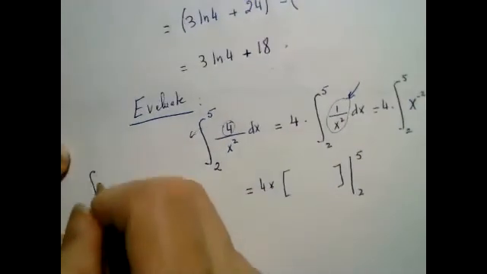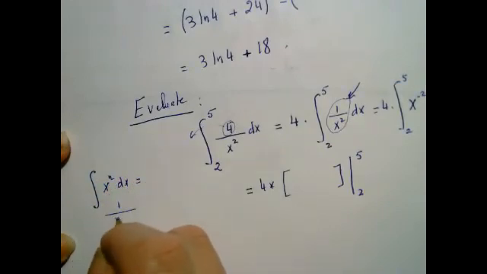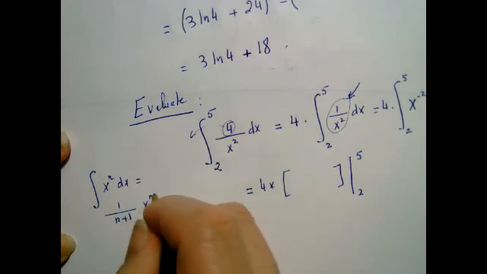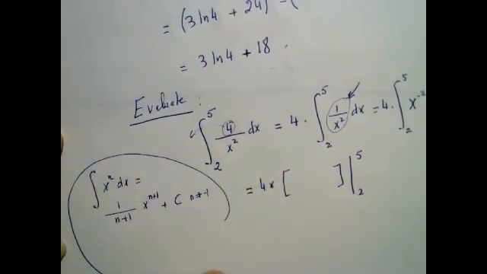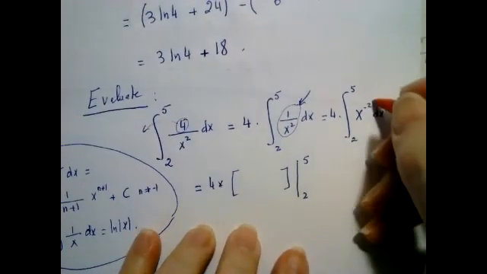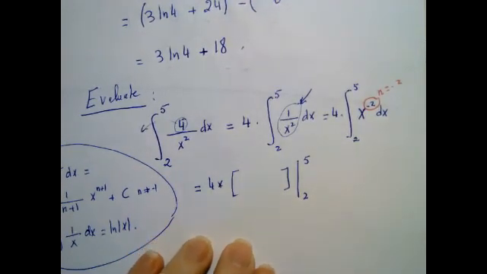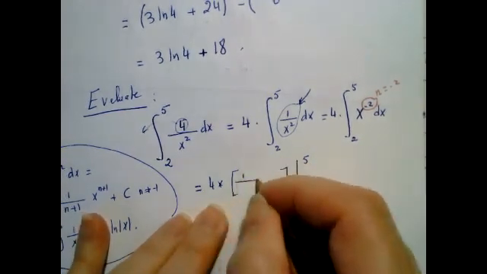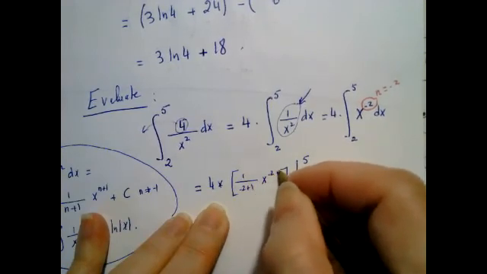Remember the rule. Antiderivative of x to the n dx equals 1 over n plus 1 times x to the n plus 1, as long as n is different from minus 1. Okay, and if you have minus 1, it's the ln. So in this particular problem, my n is equal to minus 2. Okay, so it's going to be equal to 1 over minus 2 plus 1 times x to the minus 2 plus 1.